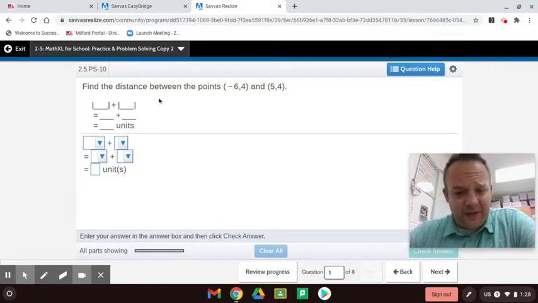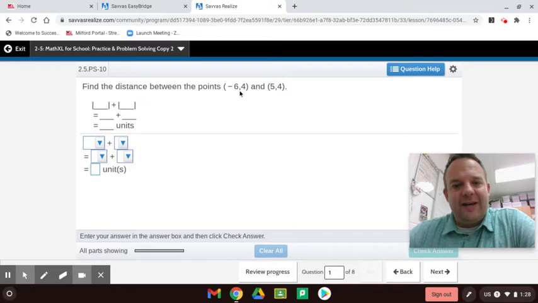Number one here, I picked 8 problems for us to do. Find the distance between the points -6, 4, where this is the x coordinate and this is the y coordinate, and 5, 4. I want you to notice something. Do you see the y coordinate? The y coordinate here is the same. This means we are going to be dealing with the x coordinate to find the distance.